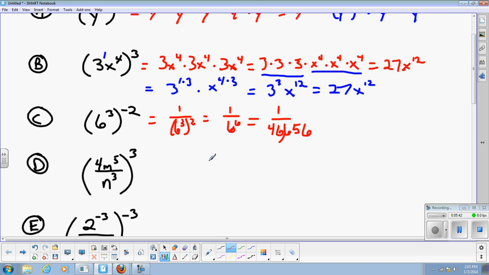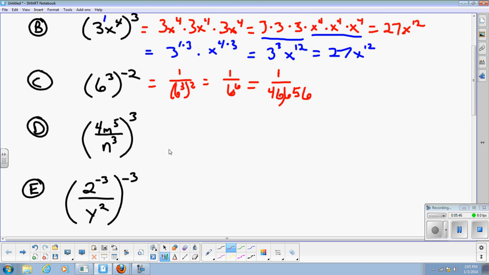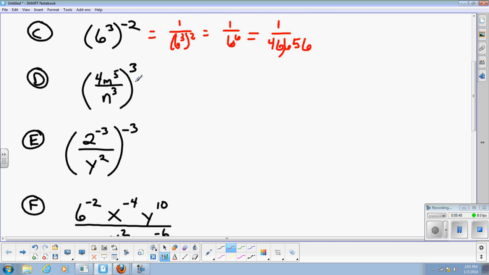So that's the power to a power rule when we're multiplying. Let's see how we can apply power to a power when there's a division problem, and we'll start here with letter D.